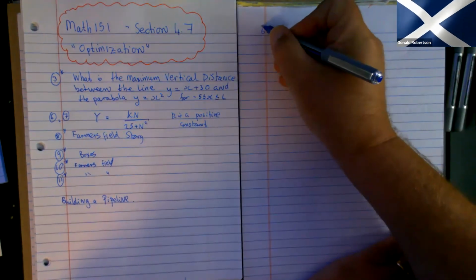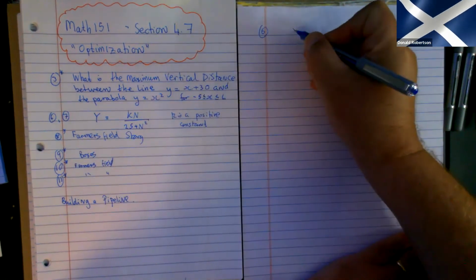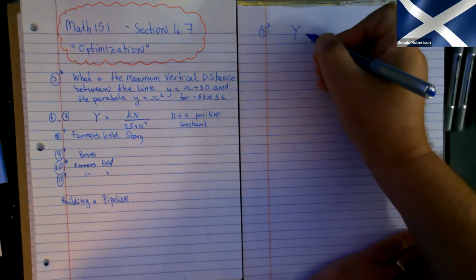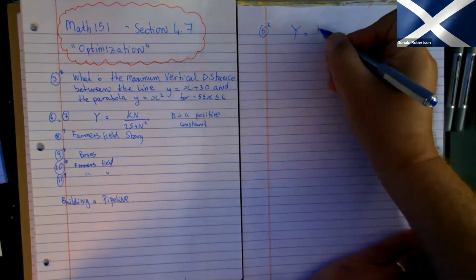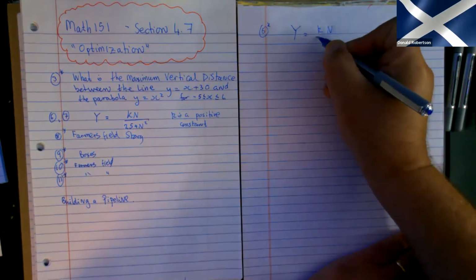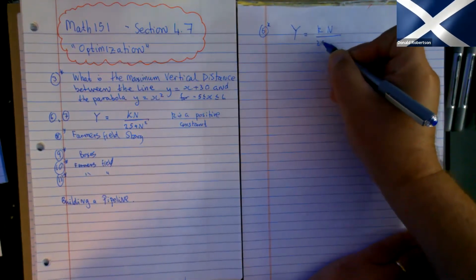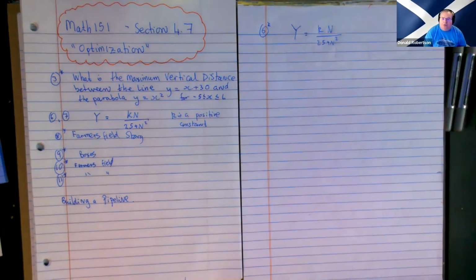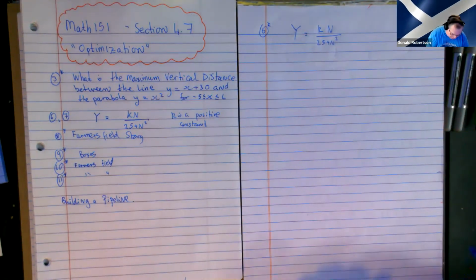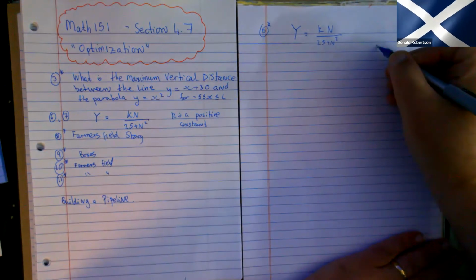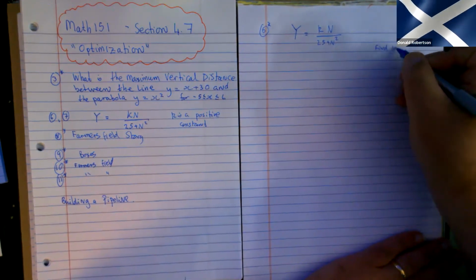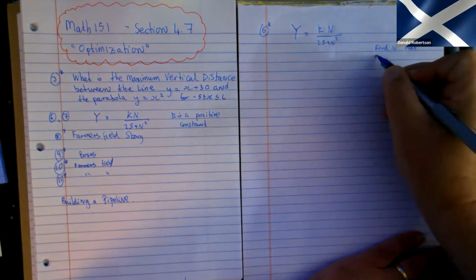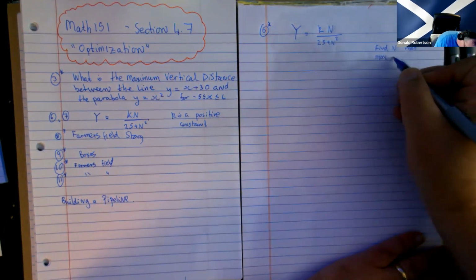So we have a function, this one here, I think it's number 6. They tell you that the yield a crop gives when you put n amount of nitrogen into it is given by this formula, and you're told that k is positive. We're being asked to find the level of nitrogen, so find n, that maximizes the yield.